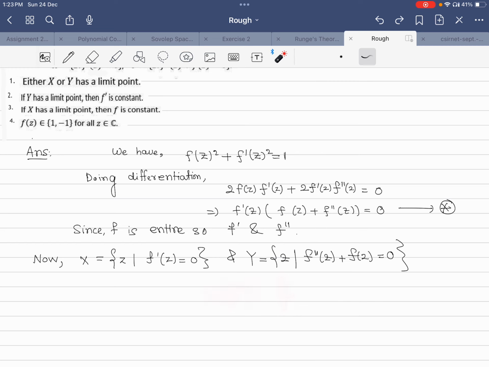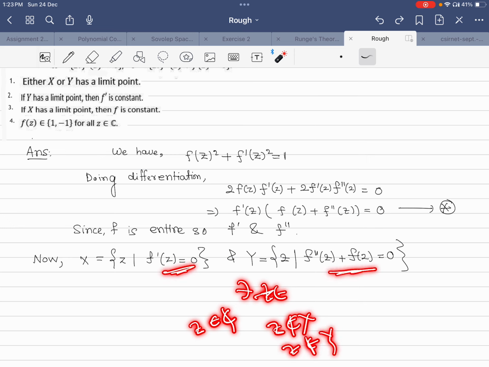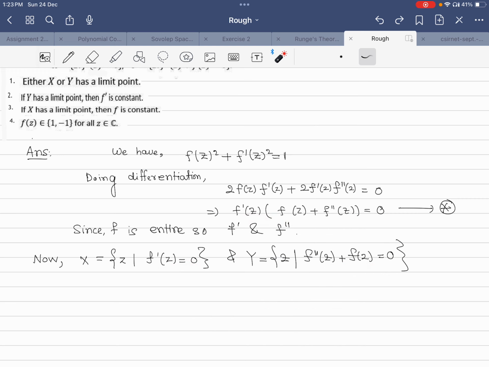Because let's say there is a point z in C which does not belong to X and does not belong to Y, right? It means that this factor is non-zero, and that factor is also non-zero. Then obviously the whole thing will be non-zero, because the product of two non-zero complex numbers is non-zero. So the union should be the whole of C.